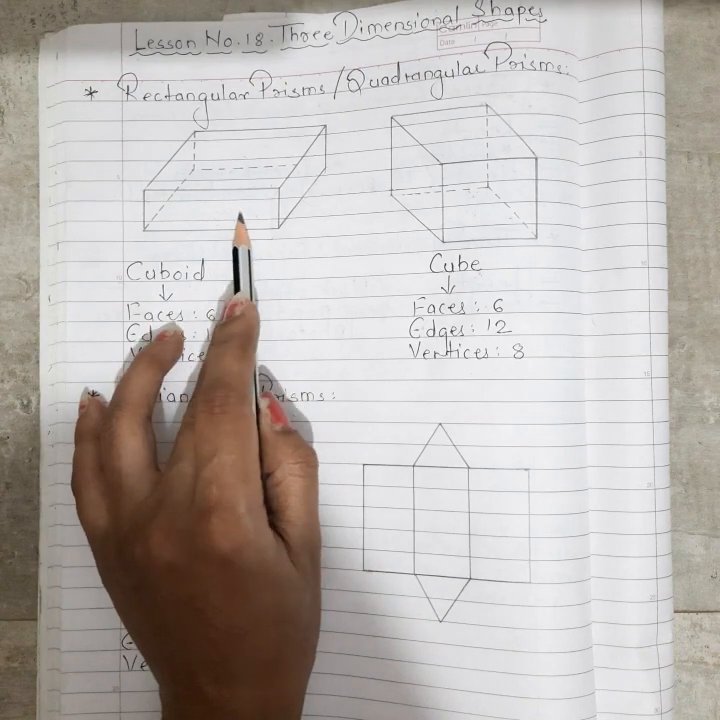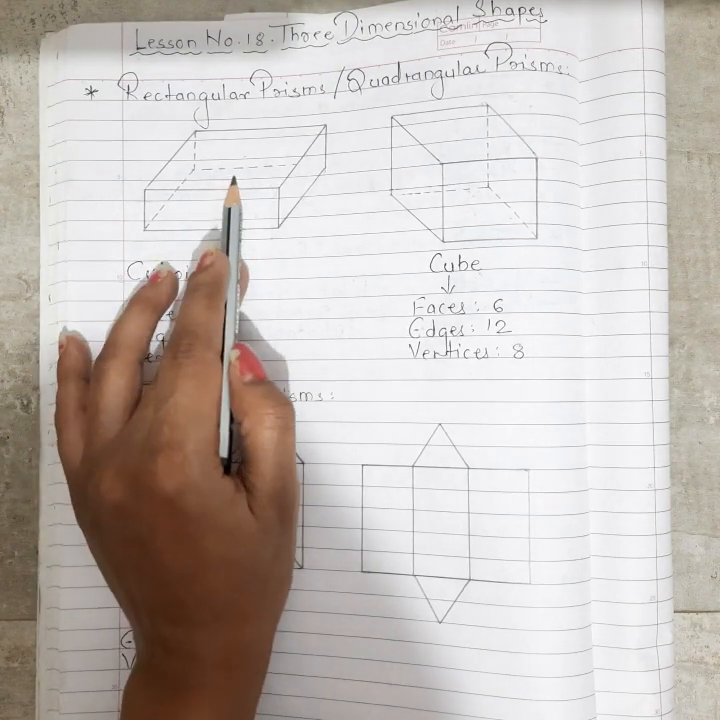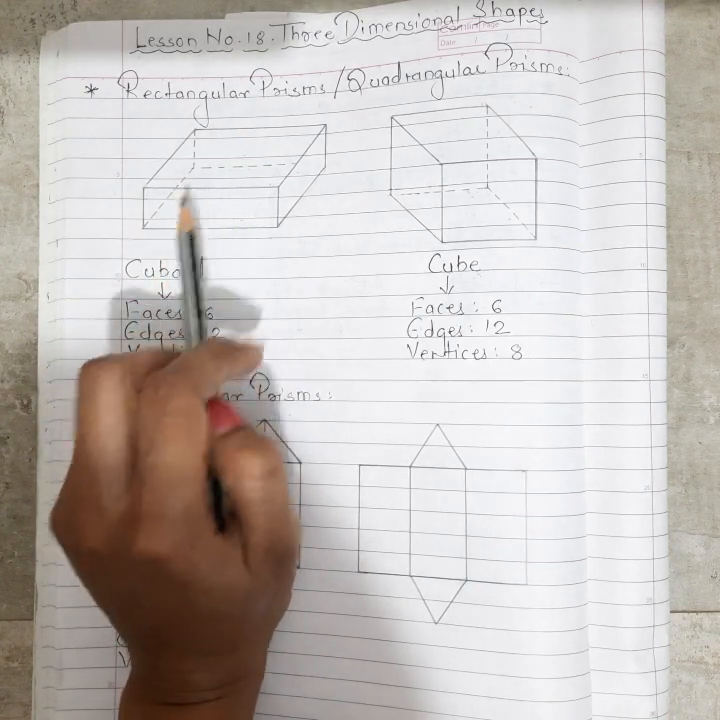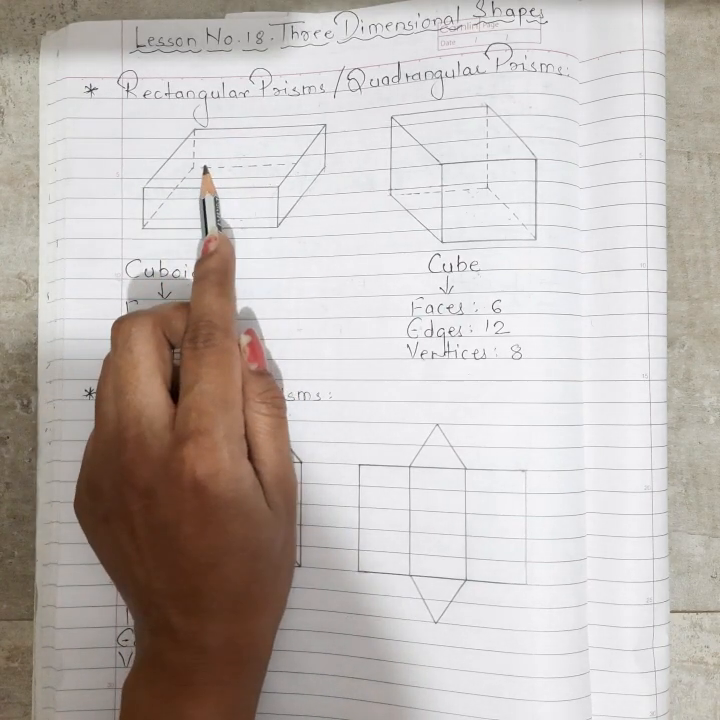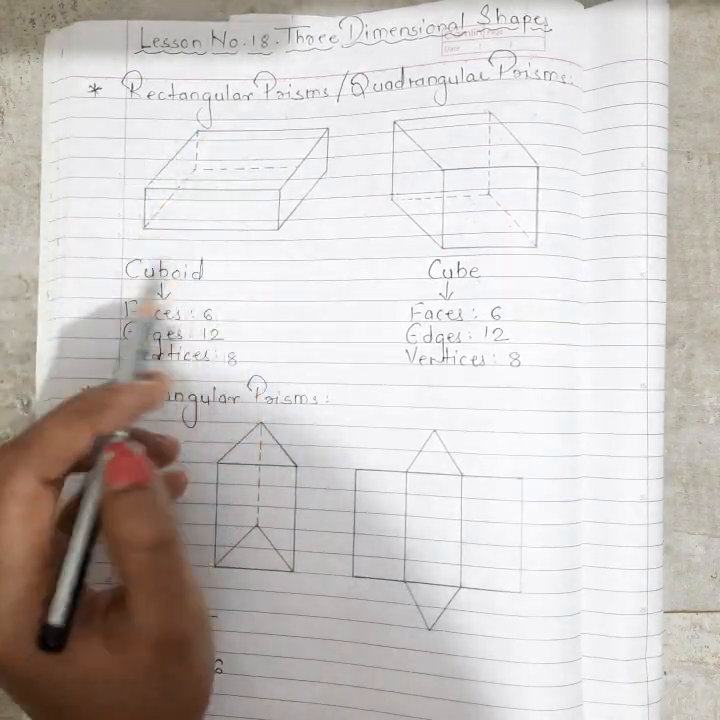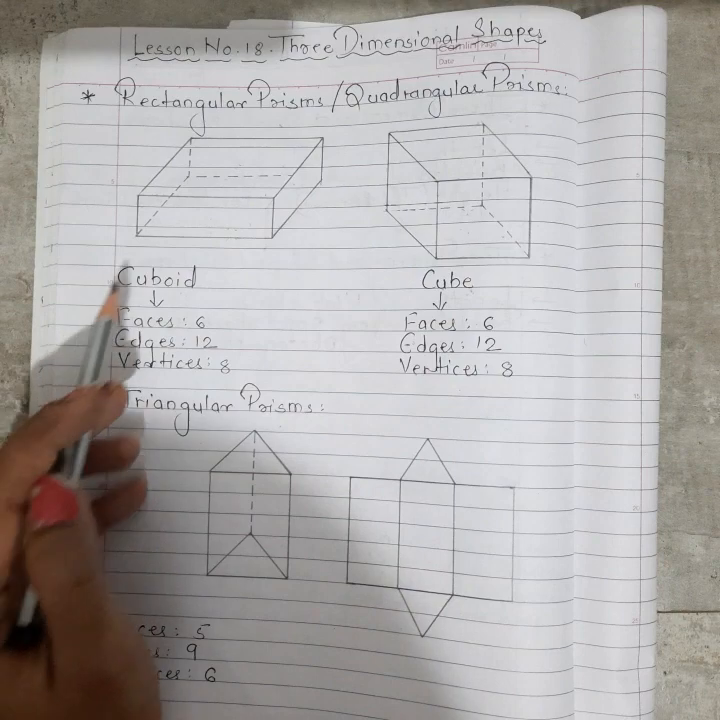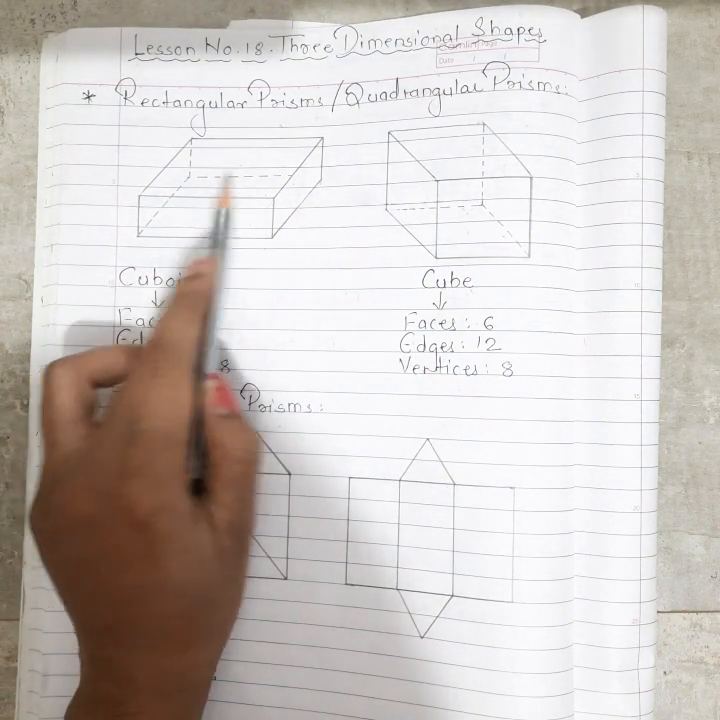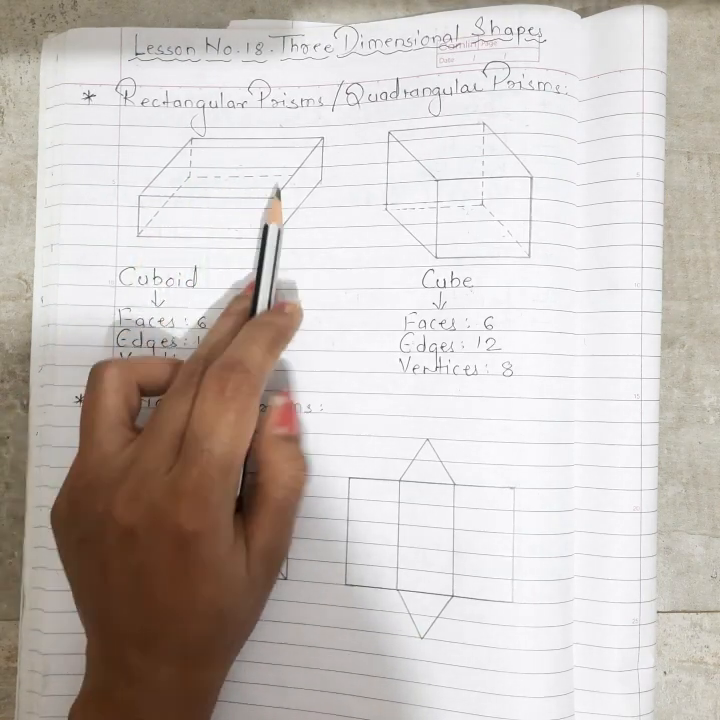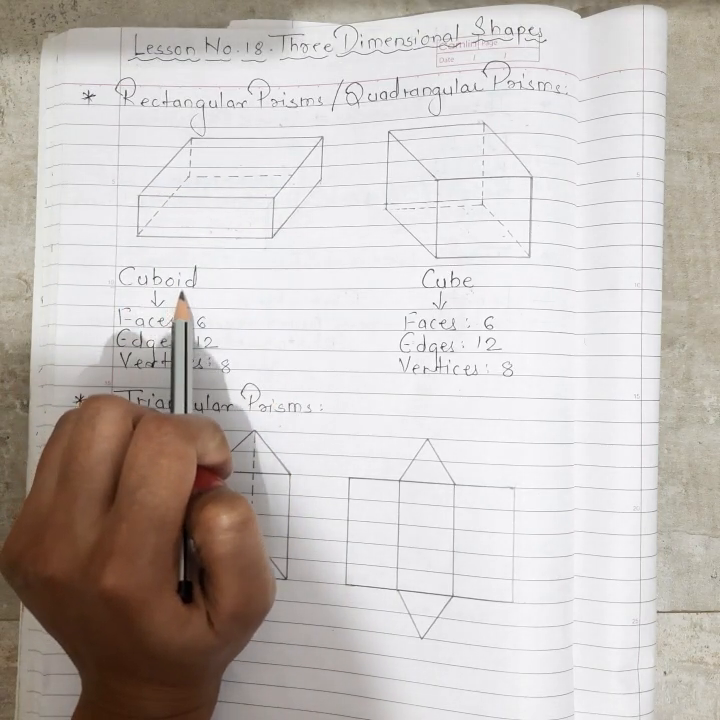A cuboid has all the sides of rectangle shape. See, I have drawn this figure of a cuboid. You can see that all the sides of this cuboid are of rectangular shape. That is why it is called a rectangular prism. It is also called a quadrangular prism because, first, all the sides of the cuboid are rectangular in shape, and second, the opposite sides of the cuboid are equal.